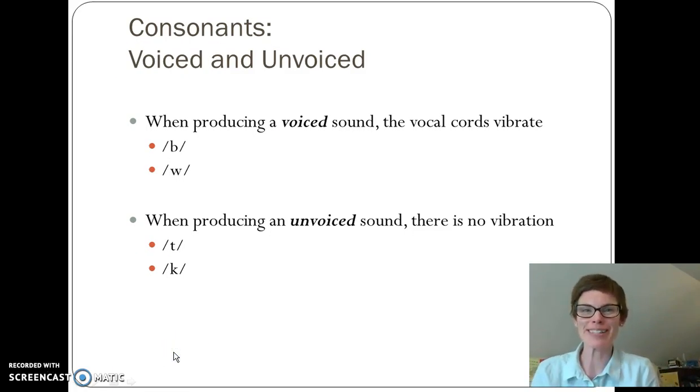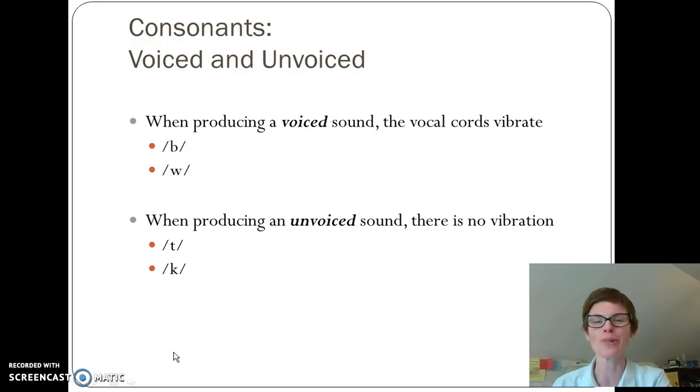All right, I'm going to show you a couple of ways that we can think about consonants. If you are in the privacy of your room, or if no one will hear you, or if you don't care if anyone hears you, you can do this with me. One of the ways that we can categorize consonants is by saying they are either a voiced consonant or an unvoiced consonant.